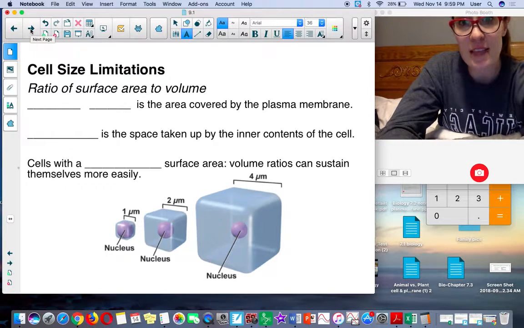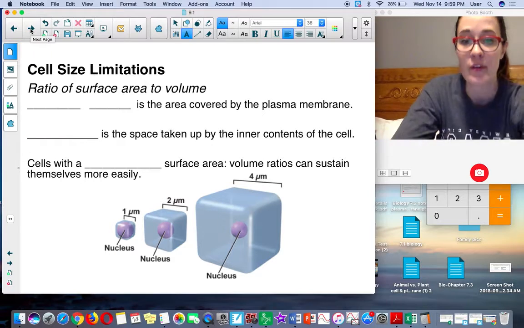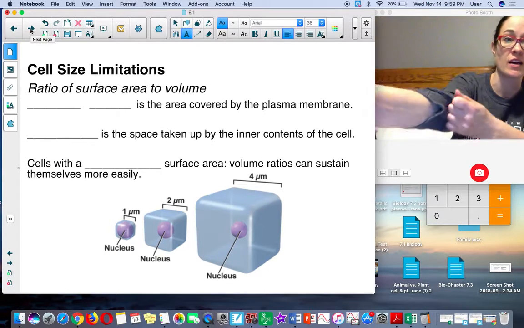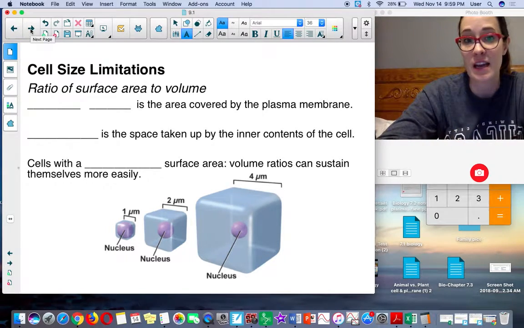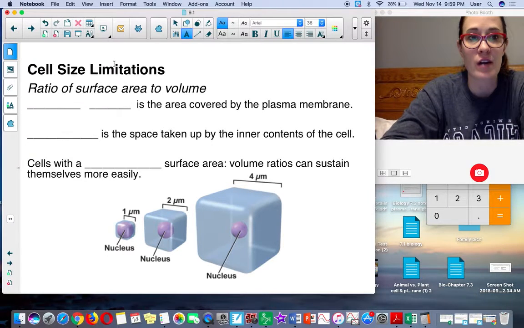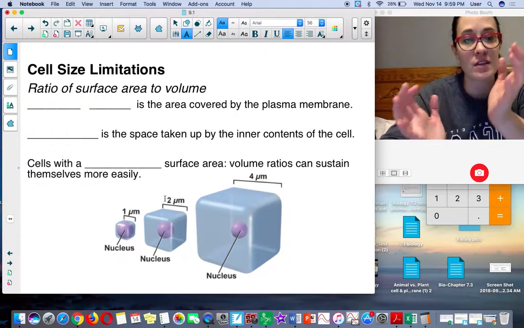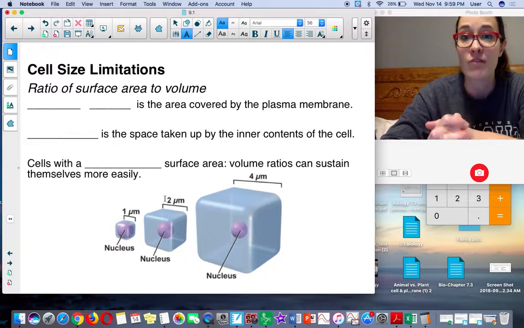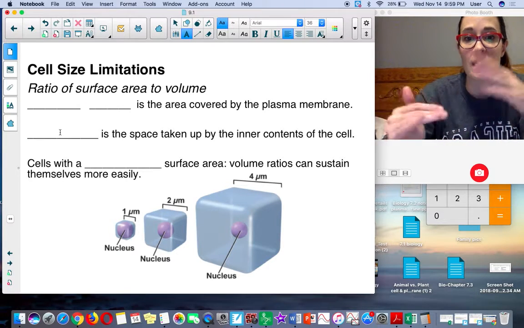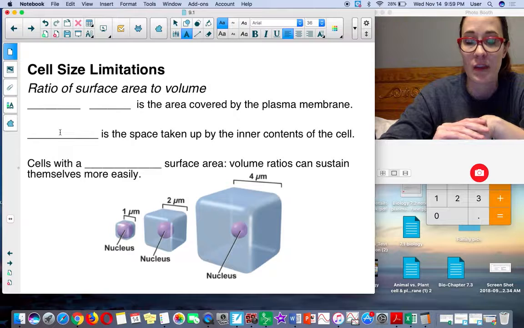So, cells, what you see in the bottom here, we've already talked about the parts of the cell and how cells get things in and out. Now we're going to talk about cell reproduction. So first let's talk about how cells have limits. A term you need to know is called surface area. This is the area covered by the outside of the cell, the plasma membrane. And volume right here is the space taken up in the inner contents of the cell.